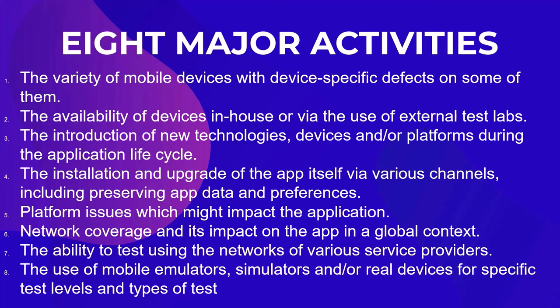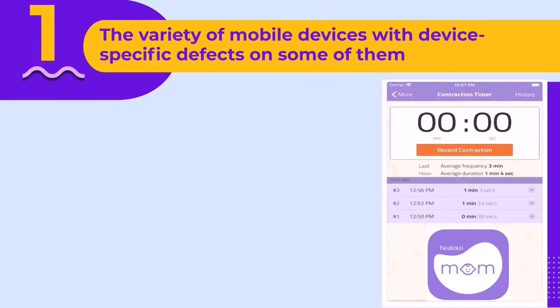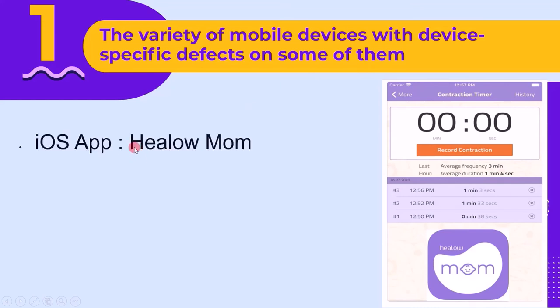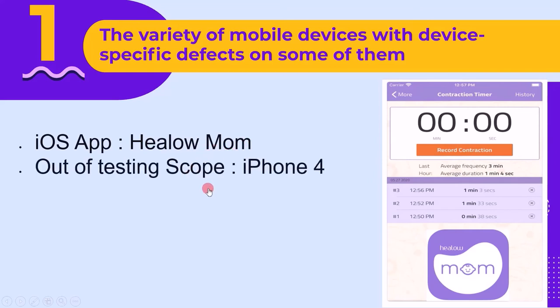Now let's understand each one of them. The first risk is the variety of mobile devices with device-specific defects on some of them. Suppose an application is developed only for iOS, for example, the Hello Mom app. While making the test strategy and seeing the latest device trends, the tester opts out of iPhone 4, meaning won't perform testing on iPhone 4. Later, after a release of the application, customers using iPhone 4 are not able to see their pregnancy date correctly. This device-specific issue will lead to patient care risk. While planning a test strategy, this needs to be considered.